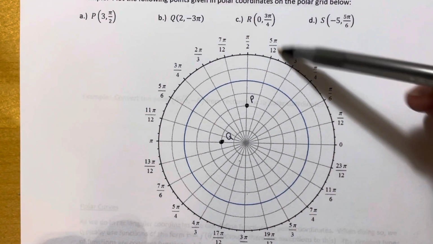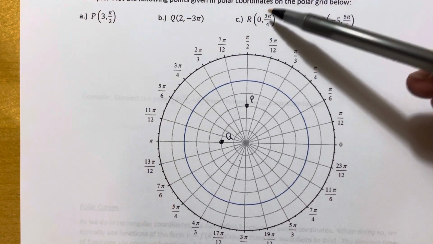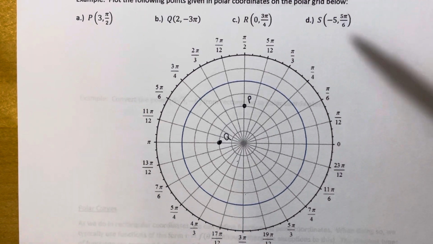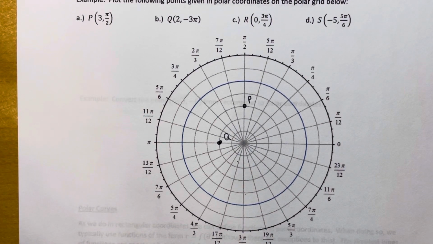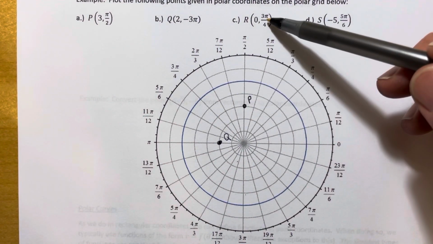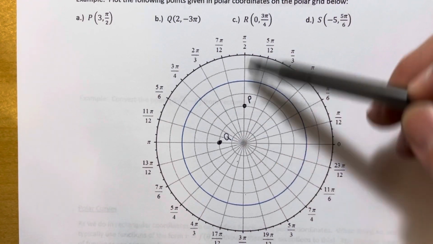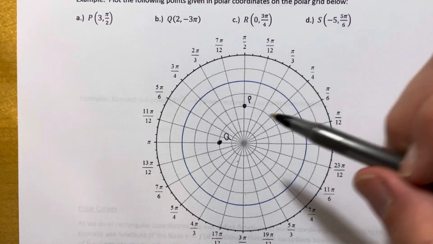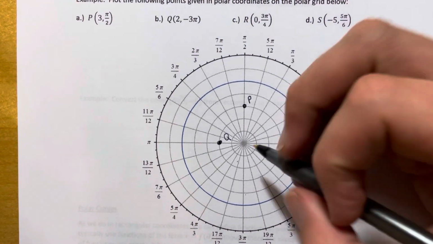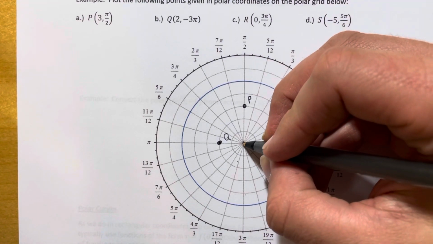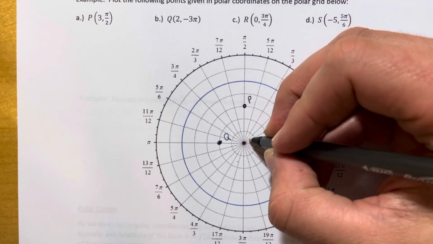Next one, R. R is the point 0, 3 pi over 4. Now this one's interesting because this is a case where we don't really even need to know what the angle is. Because, if I tried to find 3 pi over 4, I could find it right here. But this is telling me that I'm 0 units away from the pole. So the pole, again, that's the origin. And if we're 0 units away from it, then we are literally at the pole right there.